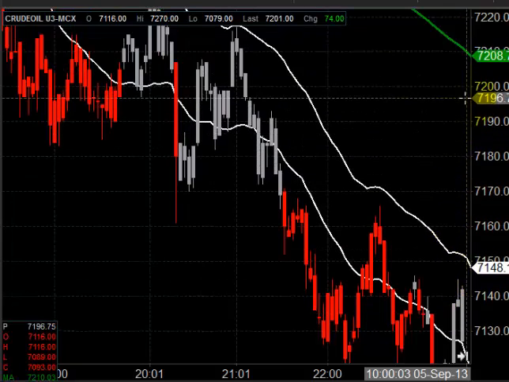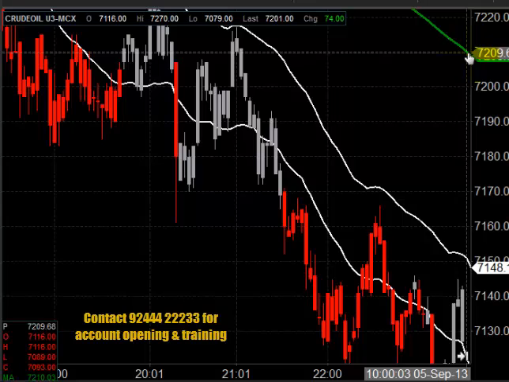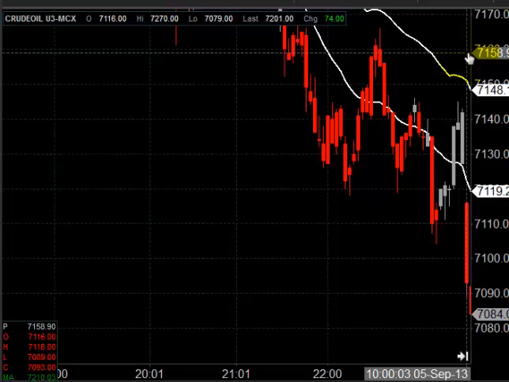The price was also trading below our green color moving average line, as we know that the price was dropping from a very long distance, right from the 7400 zones. So yesterday also the price opened lower.